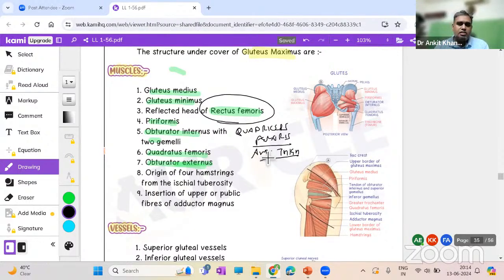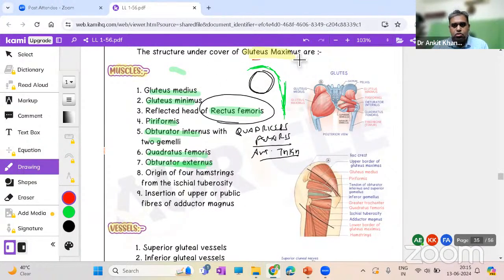This reflected head actually comes from above the acetabulum. Suppose you have this acetabulum, where you have the socket of the hip joint. This reflected head is coming from here, then it is going down, then it is merging with the straight head, and they are forming the muscle rectus femoris. So this reflected head is present above the acetabulum, above the joint.